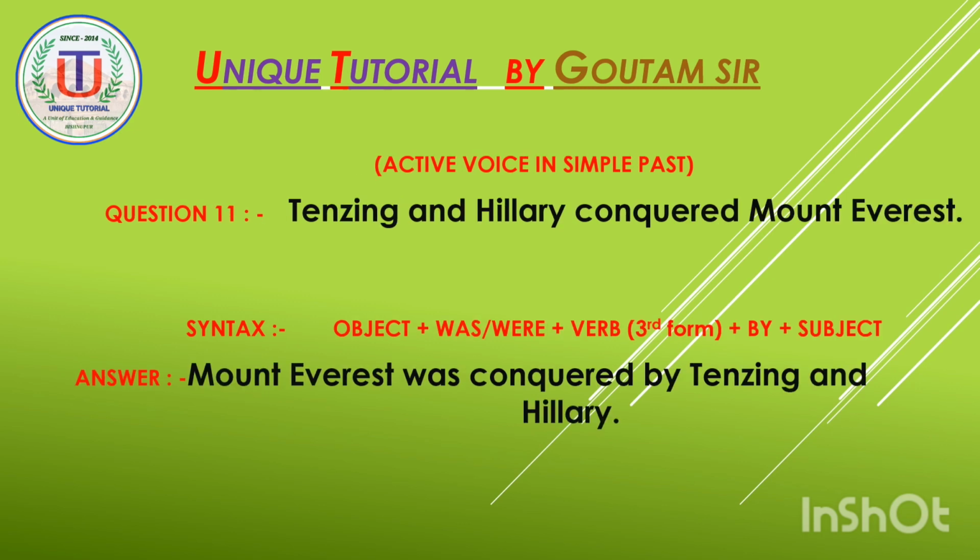Question number 11. Tenzing and Hillary conquered Mount Everest. The sentence is in active voice in simple past tense. The syntax will be: first will come object, then was or were, then verb third form, then by, then subject. According to the structure, the sentence will be: Mount Everest was conquered by Tenzing and Hillary.